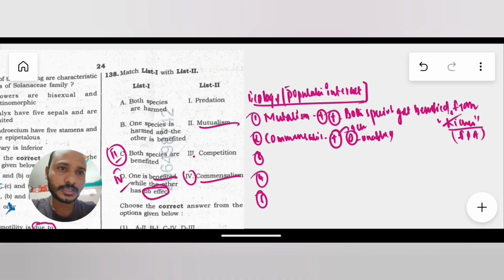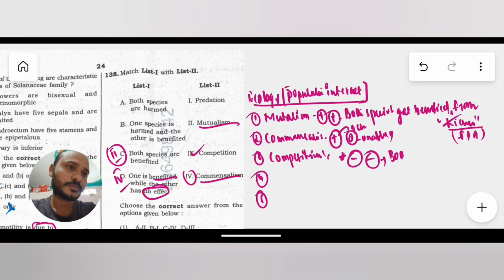Now coming to competition. We just discussed the competitive exclusion rule. In competition, minus and minus means both species are harmed. In competition, the species that is fittest can survive, and the unfit species goes completely extinct from that region. So we need to match both species harmed with competition. Here we add the third one.